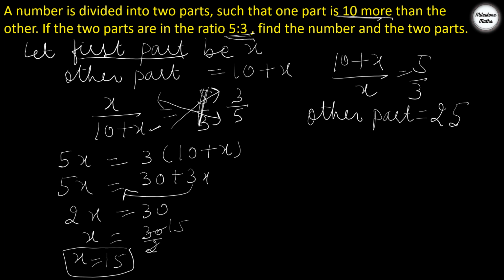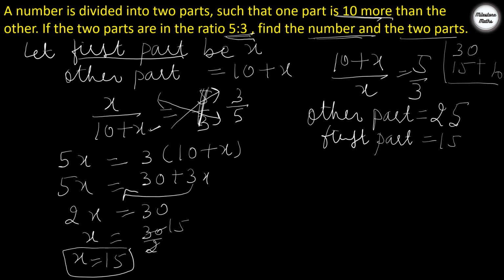Part means we have divided that number into two parts. Suppose you take any number, 30, and divide it into two parts like 15 plus 15. That way they have divided it into two parts. So here this is the second part, 25, and the first part was 15. Find the number and the two parts. So we have got the two parts, the first part and the other part.